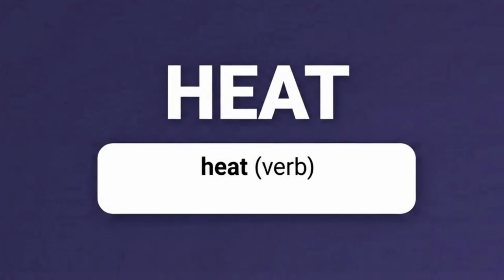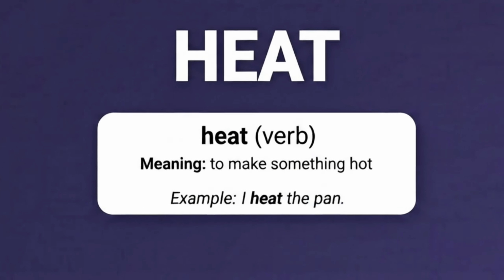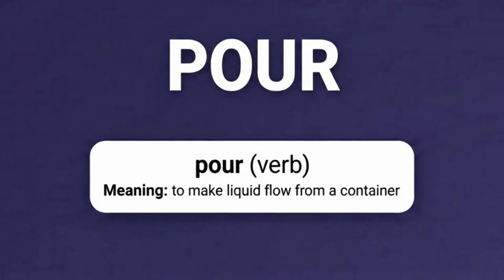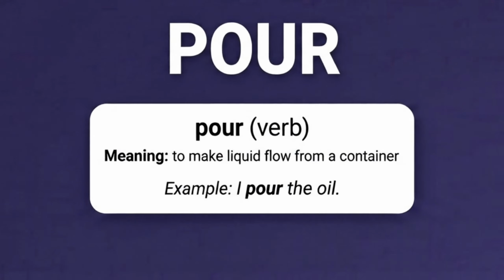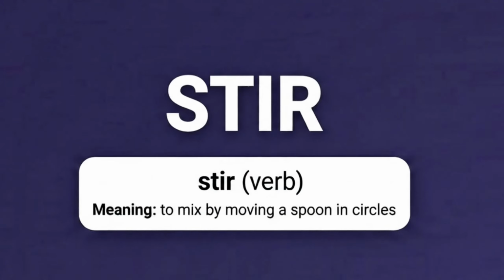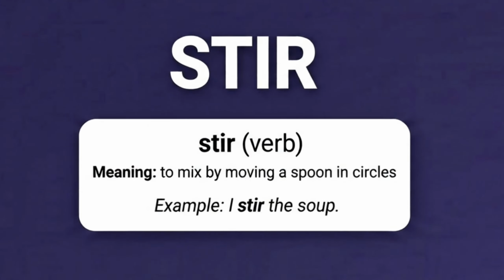Heat. Heat is a verb. It means to make something hot. For example, I heat the pan. Pour. Pour is a verb. It means to make liquid flow from a container. For example, I pour the oil. Stir. Stir is a verb. It means to mix by moving a spoon in circles. For example, I stir the soup.